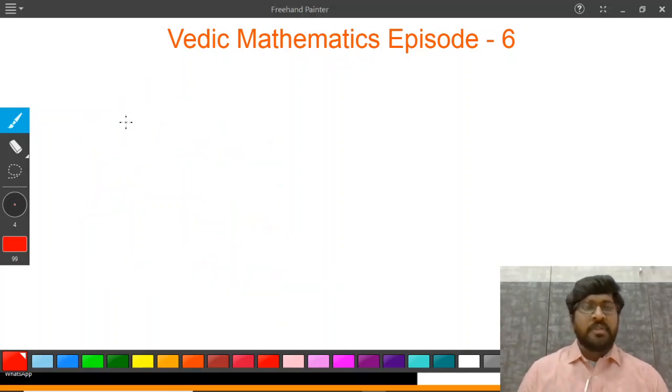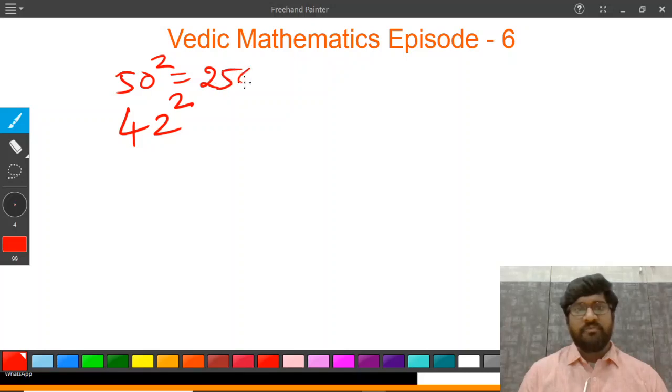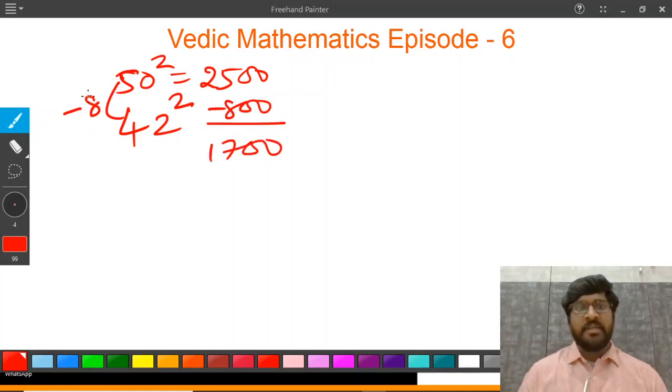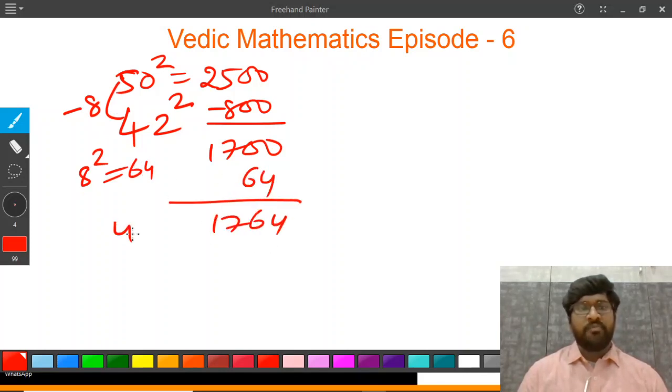One more. Let's say if you want to find 42 square, consider 50 square, which is 2500. Now difference between 50 and 42, 8. Since it is 8 less, I should take out 800, remaining 1700. Since it is 8 less, I should add 8 square, 64, to this, so 1764. Therefore 42 square is 1764.